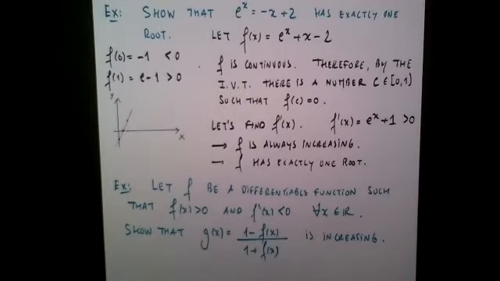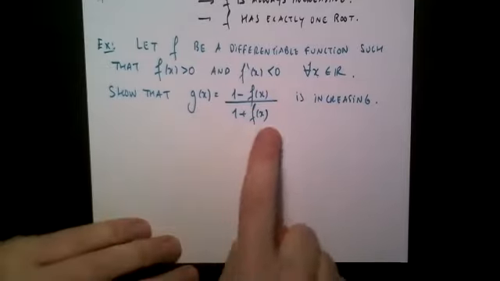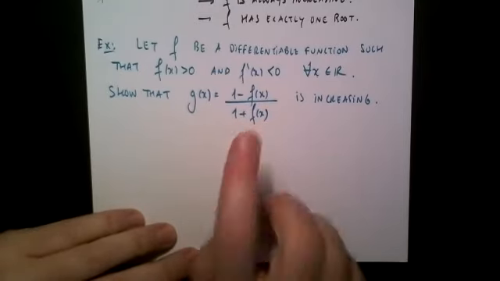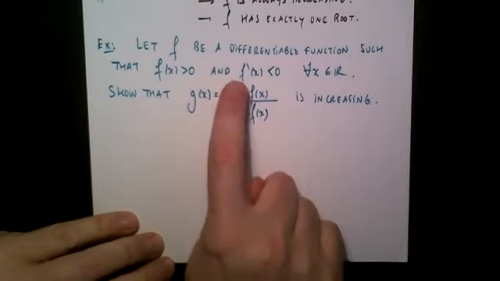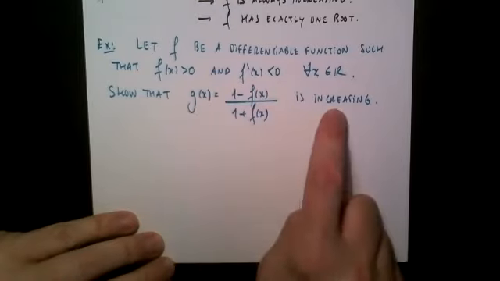Okay, the second one here. Let f be a differentiable function such that f is bigger than 0, so there is no problem on the bottom here. There's no risk that this denominator could be 0. No problem there, it's positive. And f prime is negative. Show that g of x is always increasing.